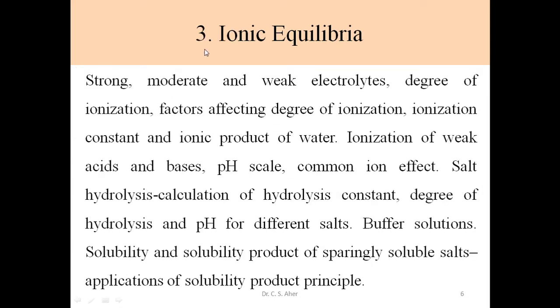The last chapter, the third chapter, is ionic equilibria. In this chapter we consider strong, moderate and weak electrolytes, difference between these three types, degree of ionization, factors affecting the degree of ionization, ionization constant, ionic product of water, ionization of weak acids and bases, pH scale, common ion effect, salt hydrolysis, calculation of hydrolysis constant, degree of hydrolysis and pH for different salts, buffer solution, solubility and solubility product of sparingly soluble salts, and application of solubility product principle. So these are the 3 chapters we have to cover in this theory paper for CH-10 physical chemistry.